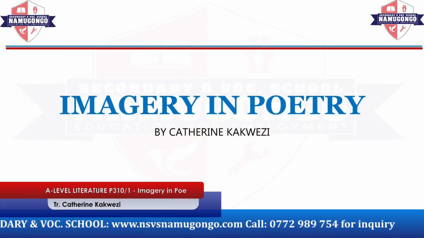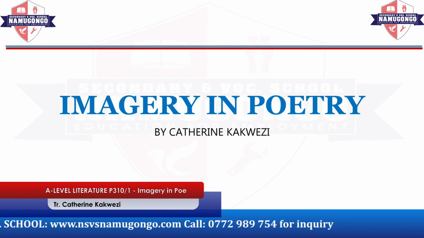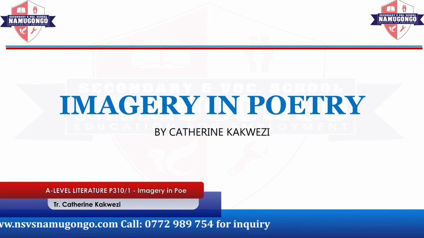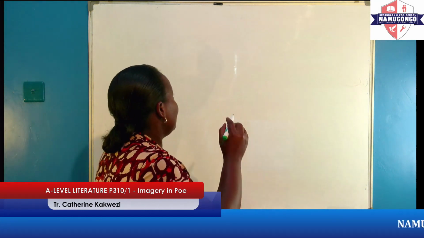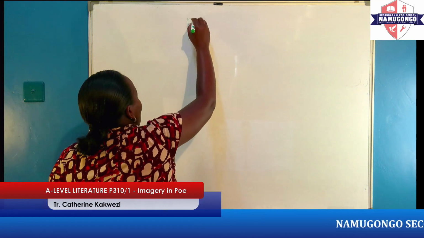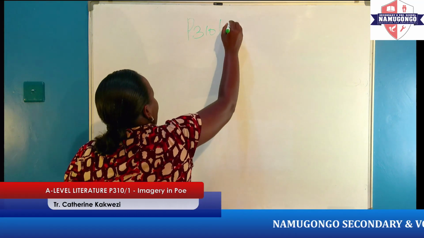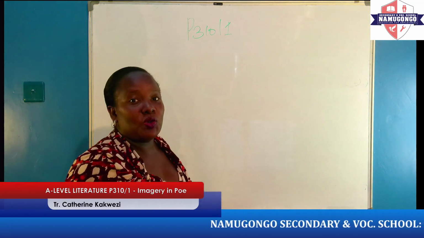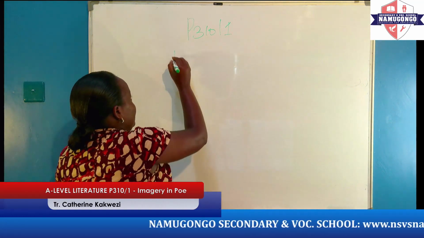Today I am going to take you through literature, particularly A-level literature. My dear senior 5s and senior 6s, you all know that literature is made up of 3 papers, paper 1, paper 2 and paper 3. Particularly today though, we are not going to look at all the papers. It's going to be specifically paper 1. And as we all know, it is also known as prose and poetry.